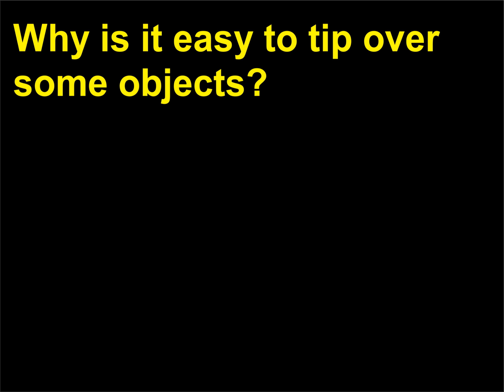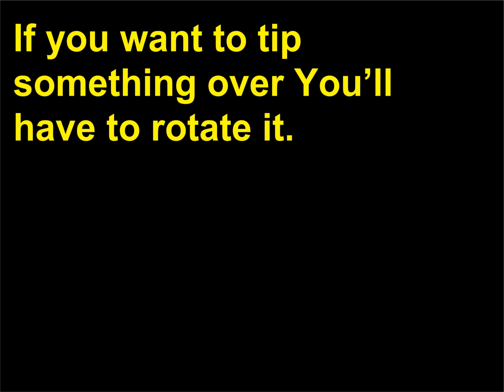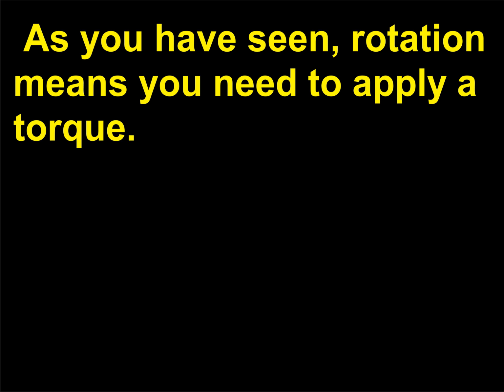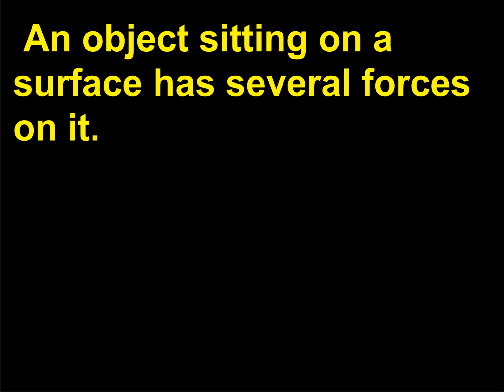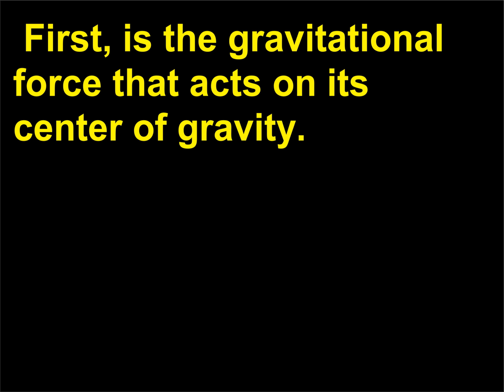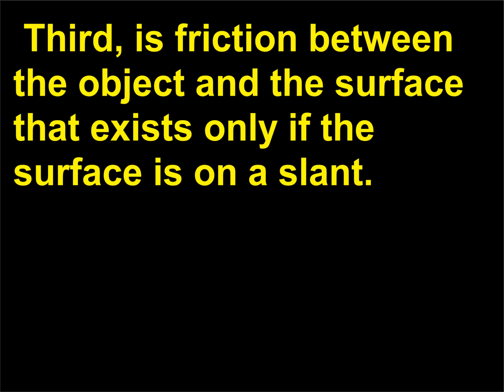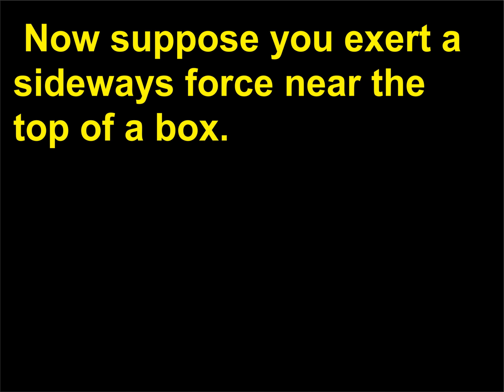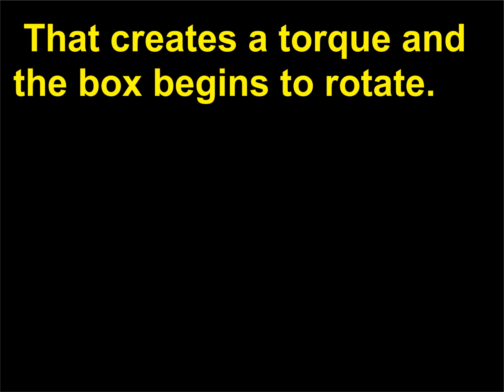Why is it easy to tip over some objects? If you want to tip something over, you'll have to rotate it. As you have seen, rotation means you need to apply a torque. An object sitting on a surface has several forces on it. First, is the gravitational force that acts on its center of gravity. Second, is the upward force of the surface. Third, is friction between the object and the surface that exists only if the surface is on a slant. Now suppose you exert a sideways force near the top of a box. That creates a torque and the box begins to rotate.